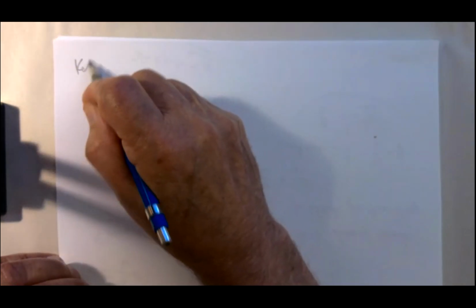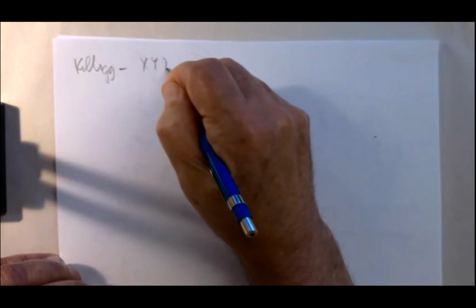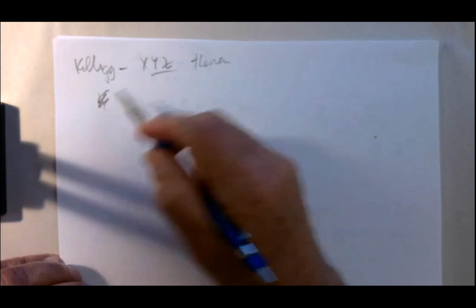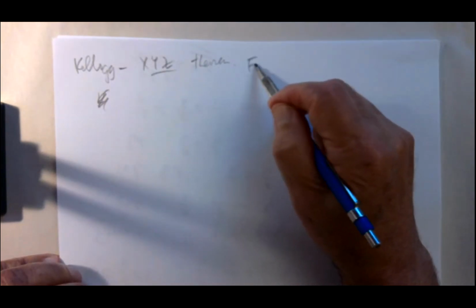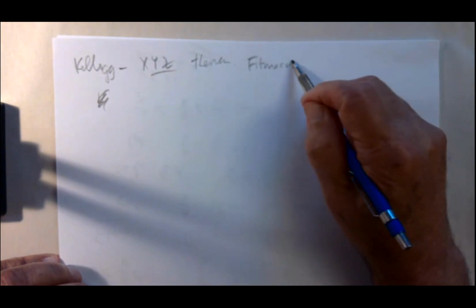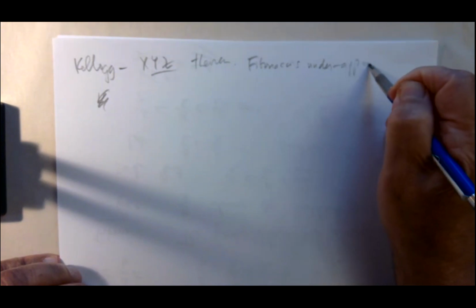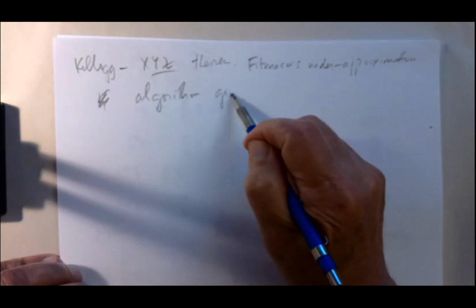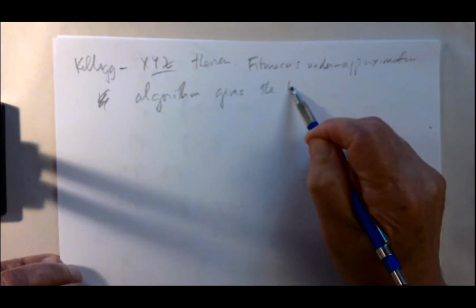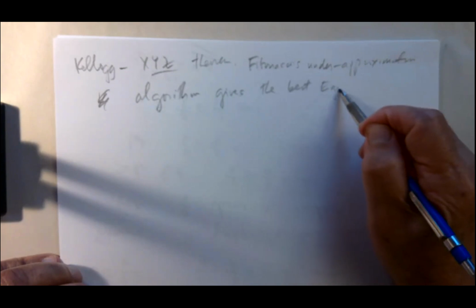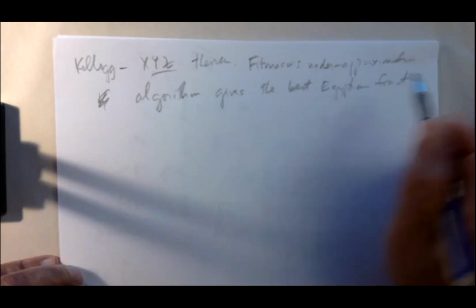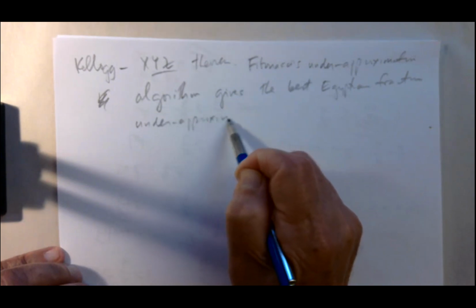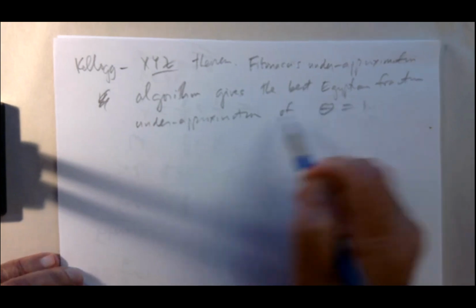So what we might call the Kellogg XYZ theorem, you put in whatever name you like there, says basically that Fibonacci's, you might call it, under approximation algorithm gives the best Egyptian fraction under approximation for theta equal to 1.